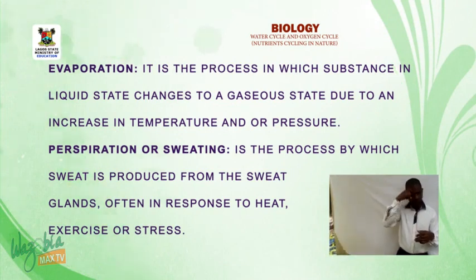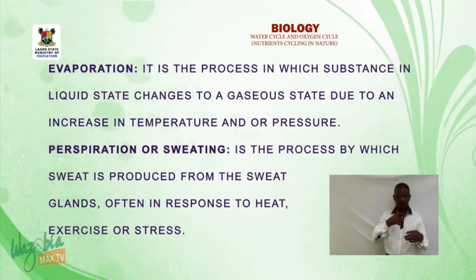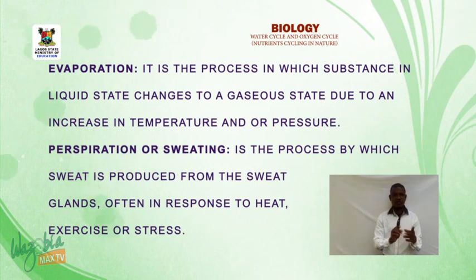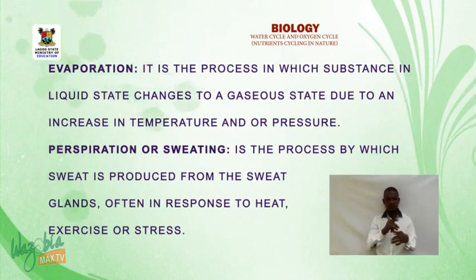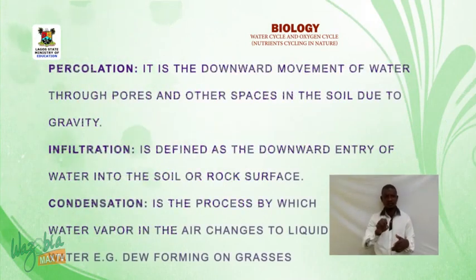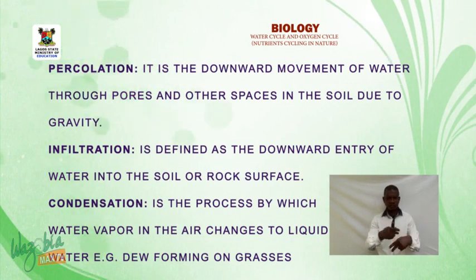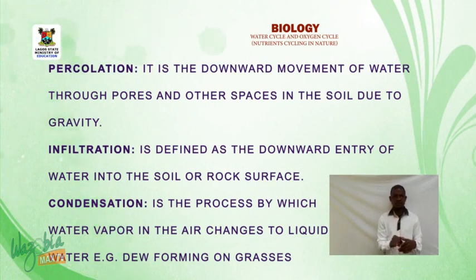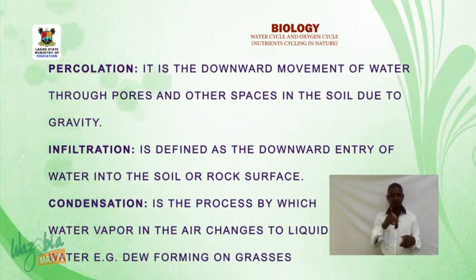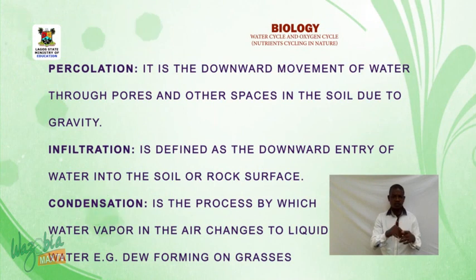Perspiration or sweating is the process by which sweat is produced from the sweat glands, often in response to heat, exercise, or stress. Percolation. It is the downward movement of water through pores and other spaces in the soil due to gravity. Infiltration is defined as the downward entry of water into the soil or rock surface.